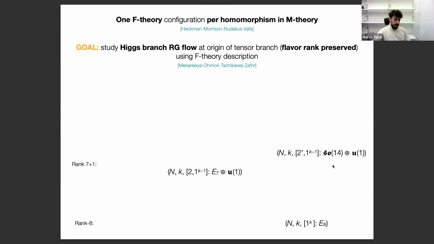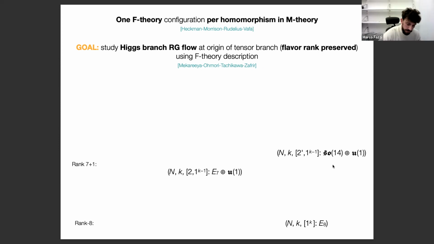Yes, sorry, stupid question. Why can't you have, if k is even, you could take 2 to the power k over 2? And then it would be rank 8. You're right. Let me think about it. Yes, you could do that as well. The point is that this doesn't preserve E8. Yeah, sure, you can do that. Sorry, I was just implicitly assuming that k is odd.